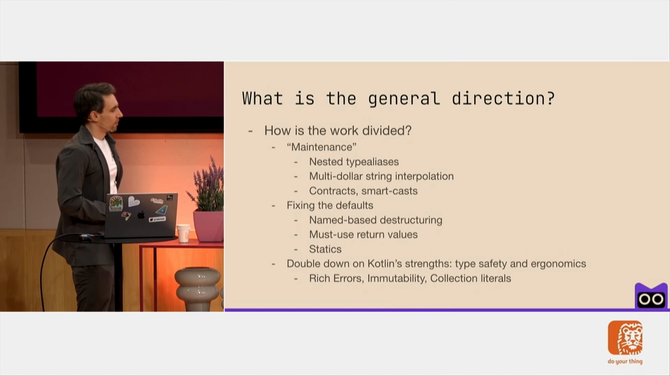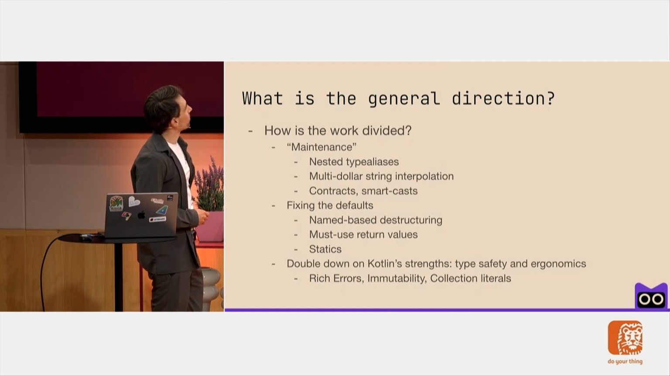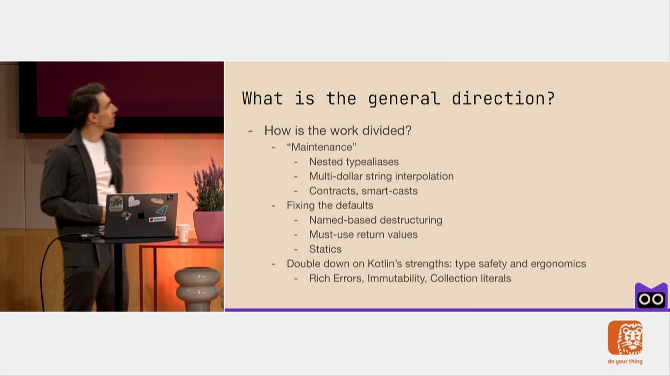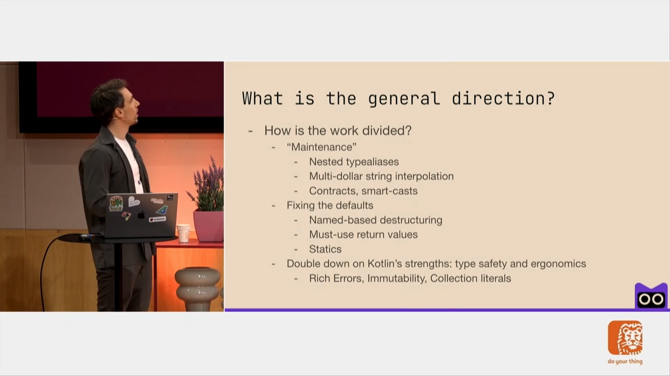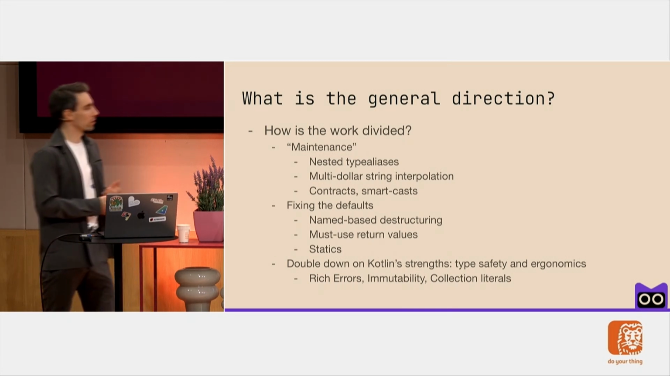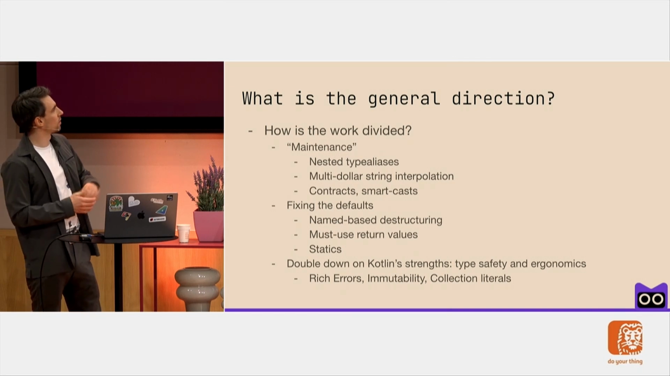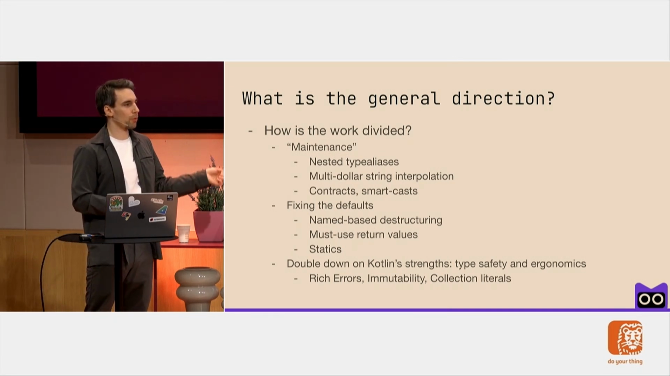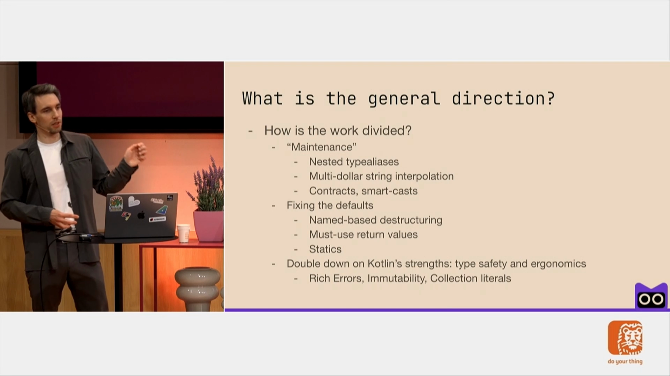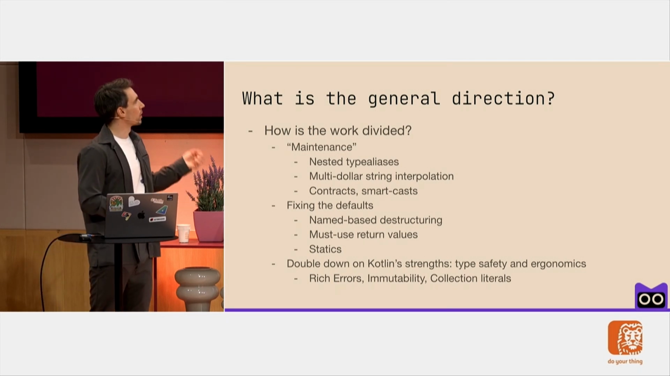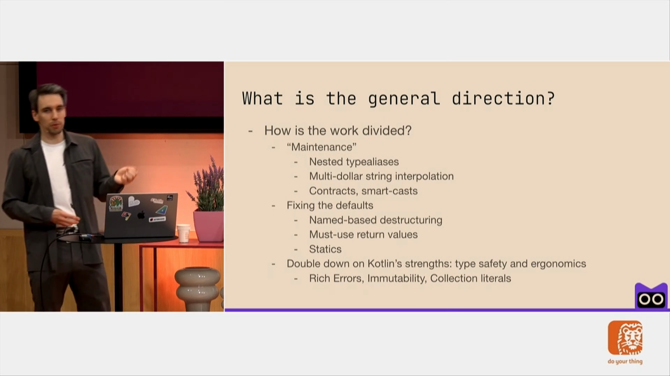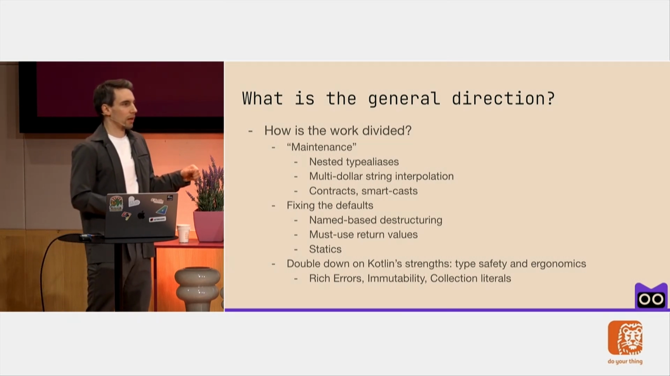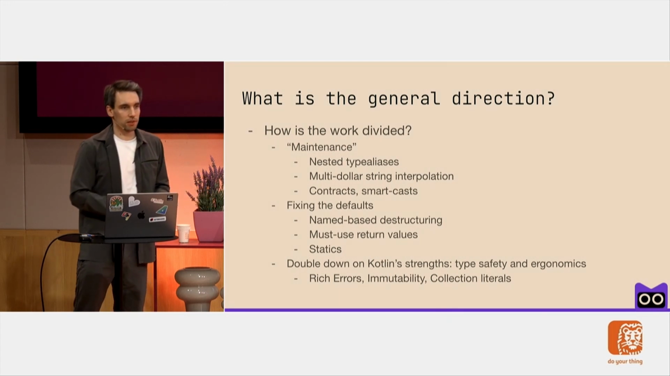So to sum up, we have three buckets. We have maintenance, where we just fix smaller issues, some pain points. We're trying to graduate experimental features to stable. We have the second bucket, fixing the defaults, where we want to address the existing features and replace them or simplify them with simpler ones. Like we want to change positional destructuring to name-based one. We want to flip the default and require return values to be consumed at every call site. And we want to kind of replace companion object with statics.